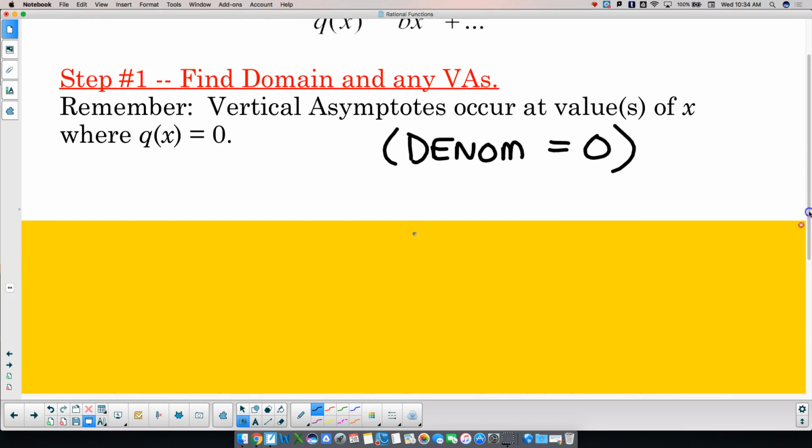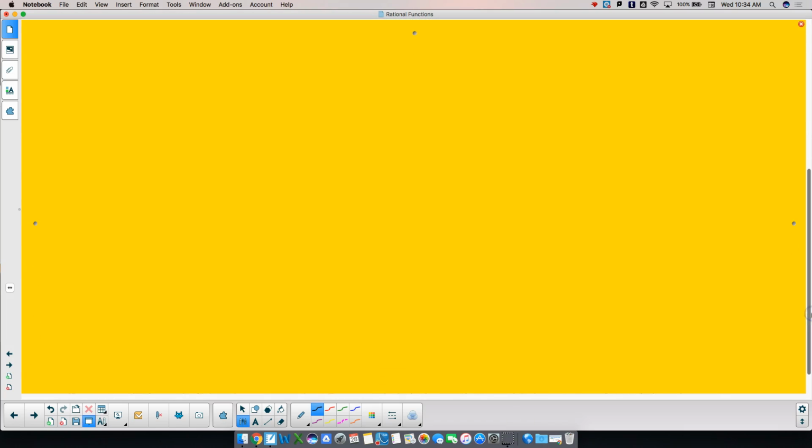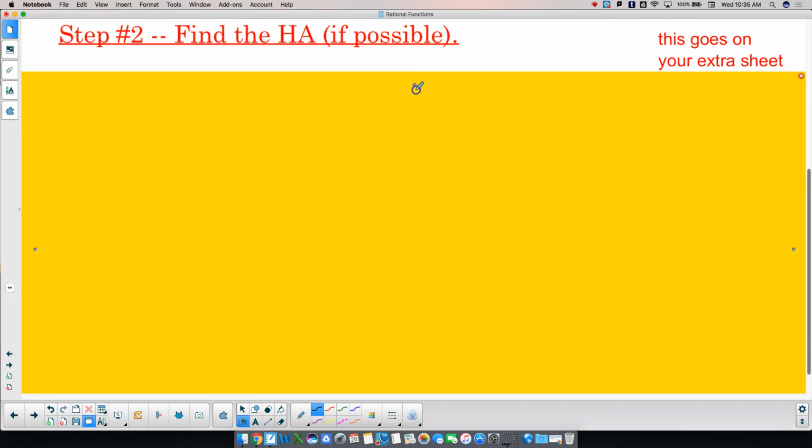Now, what I want you to do is skip down a little bit on your extra note sheet. You should skip like 3 lines and then start number 2, because next week I'm going to fill in a step 1.5. But we're not ready for step 1.5 yet, so that's why we're going to go right to step number 2. Step number 2 says we are going to find the horizontal asymptote.